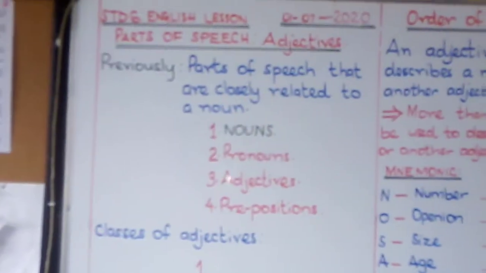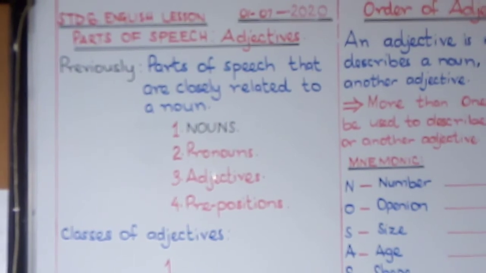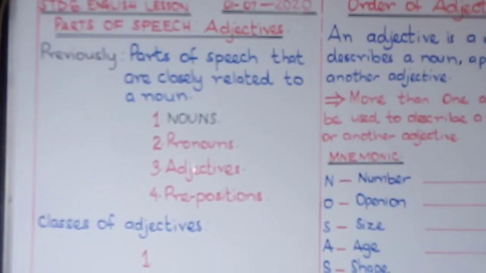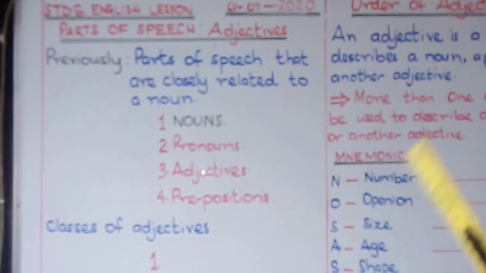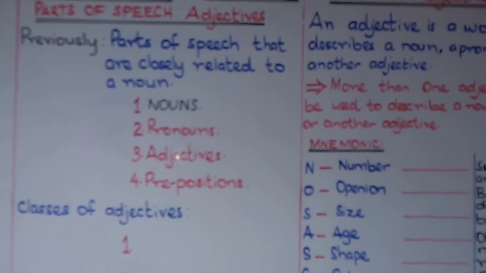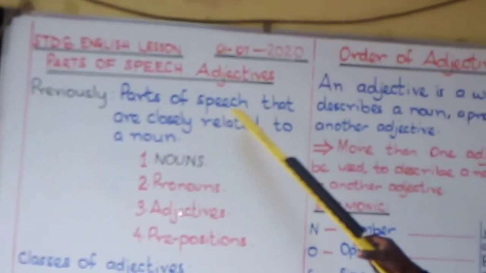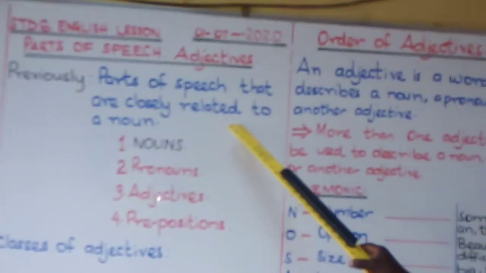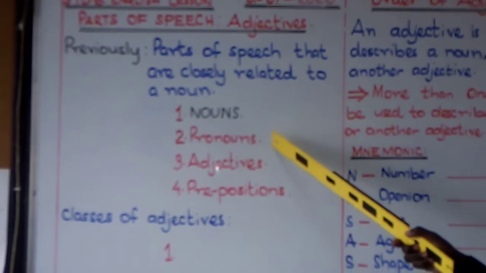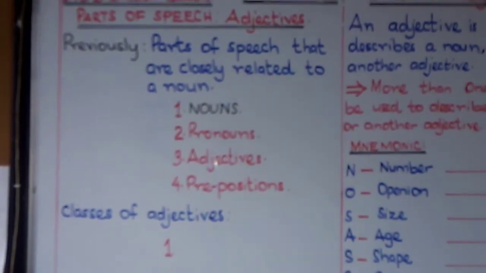Adjectives are a part of speech. But I have tried to group the parts of speech depending on how they are used. Like the parts of speech that are closely related to a noun: the pronouns, adjectives, and prepositions.